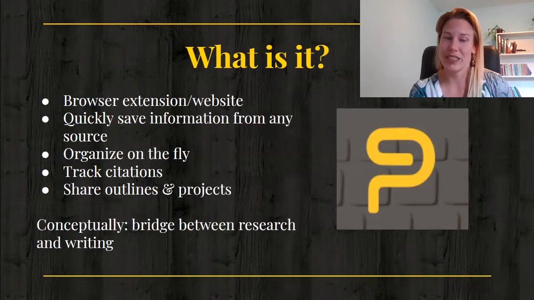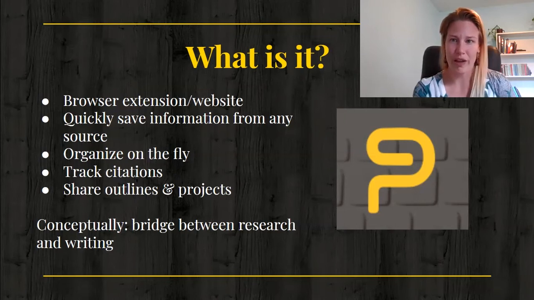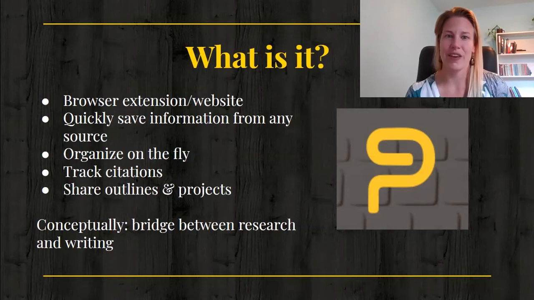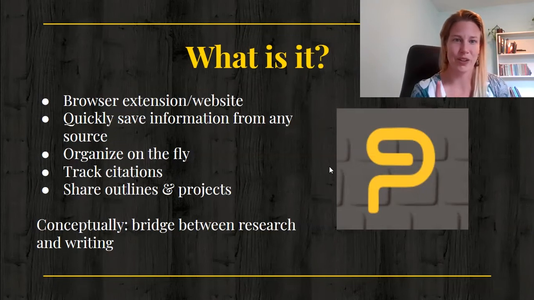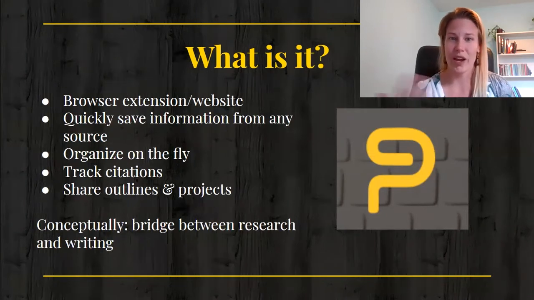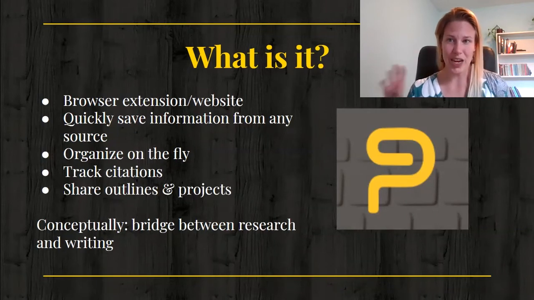PowerNotes is both a browser extension and a website. So it's an extension that lives kind of at the top of your web page and can be turned on and activated whenever you're doing research. It lets you quickly save information from any source, which means that as you're going through a PDF, a website, or any article, you can highlight the text or an image, and you can save that as a quote, as an image file or a graph, and have that automatically saved with the citation as well without ever leaving that document.